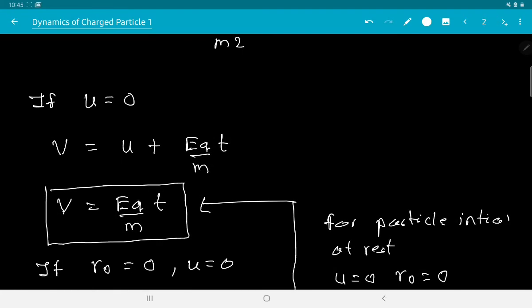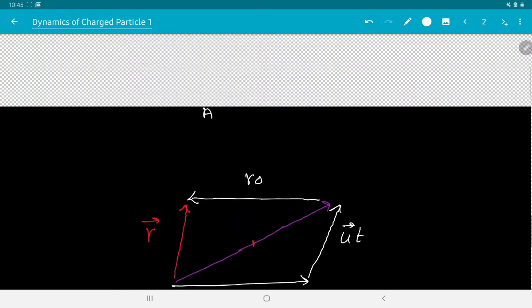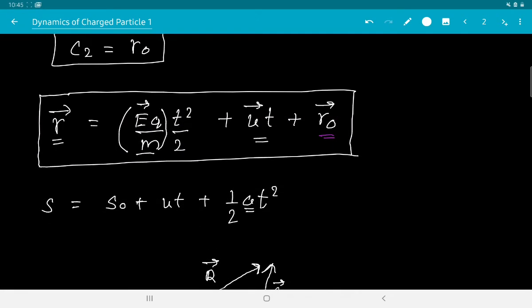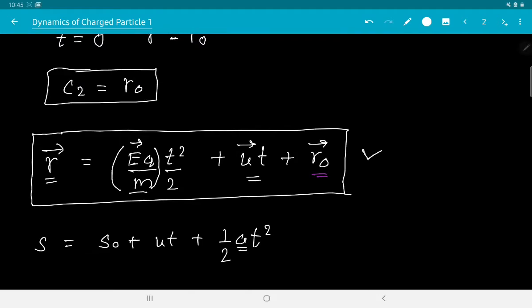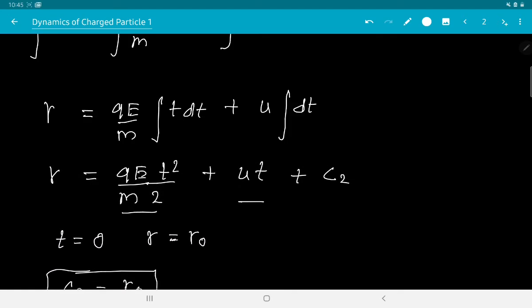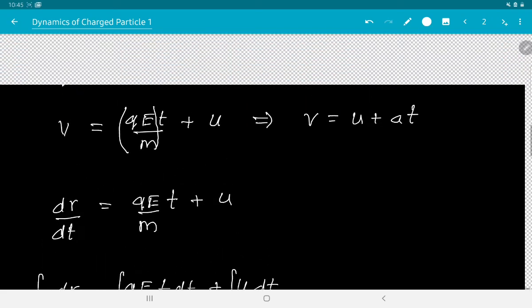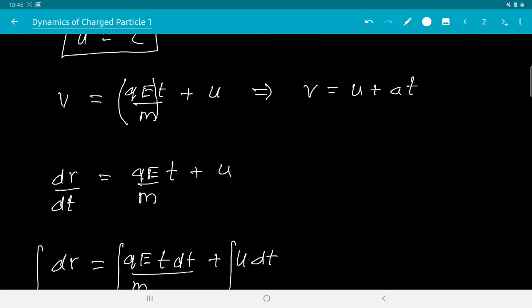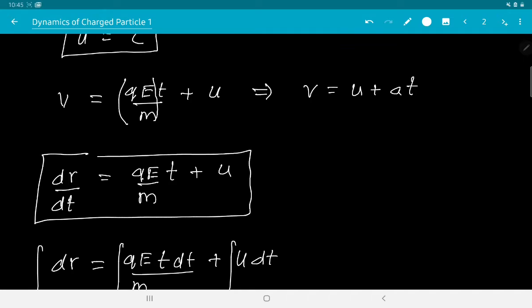If the particle has some initial velocity, then we can use these equations to find the displacement and this equation to find the velocity. This is the equation for the velocity. So depending upon whether the particle is at rest or it is moving with some uniform velocity, we can apply the proper equation.